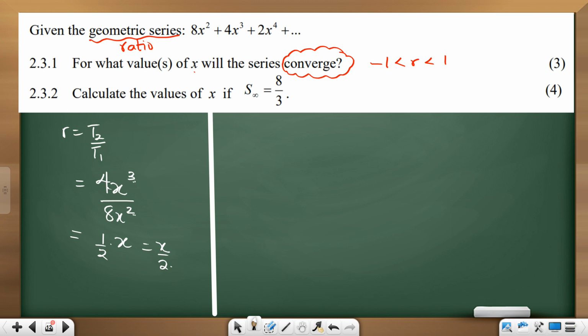Are we okay? But we are not really looking for x over 2. We want a value. What is my convergence? -1 less than r less than 1. Do I know my r now? x over 2. Multiply across by 2, because you want to get rid of anything associated with the x. So multiply everything by 2. What do you have? -2 less than x less than 2. Done.